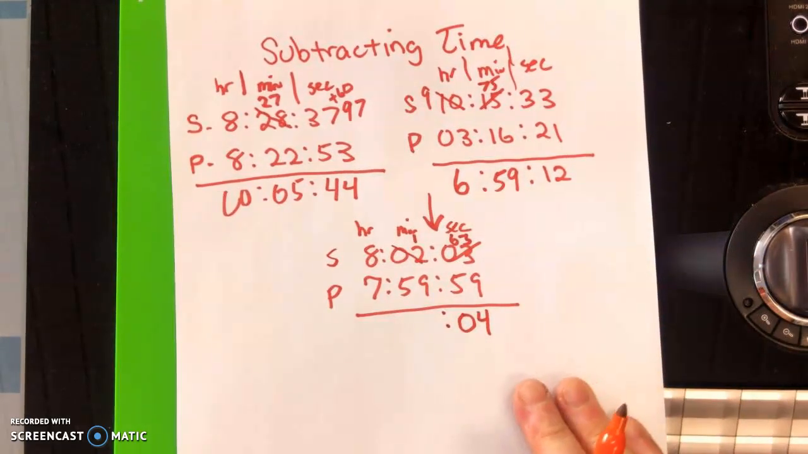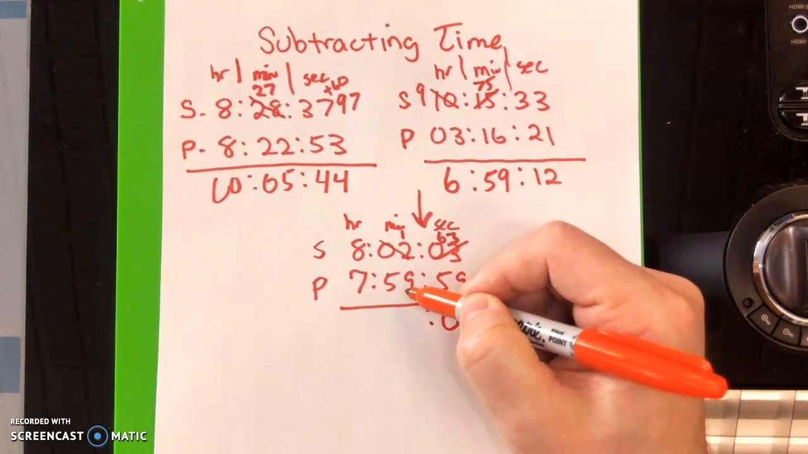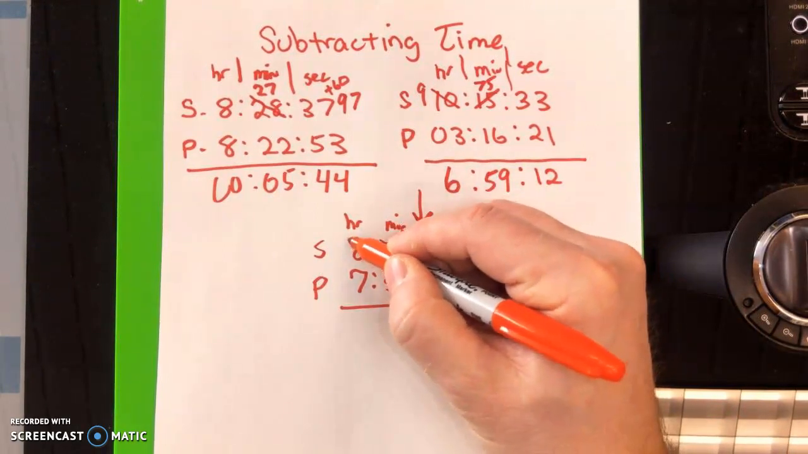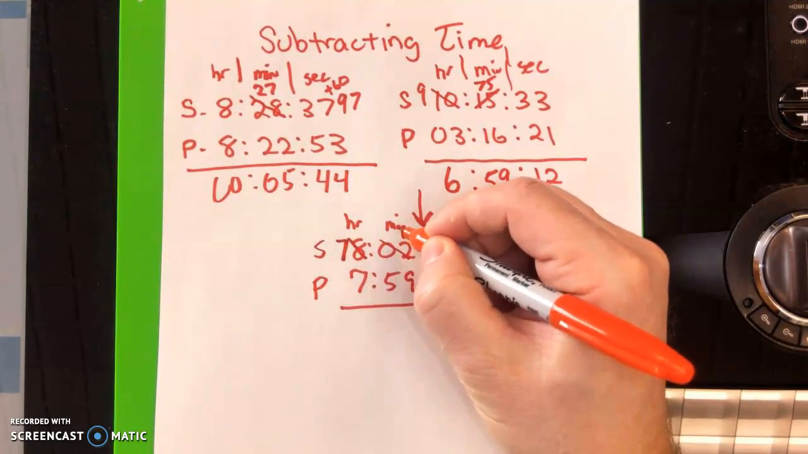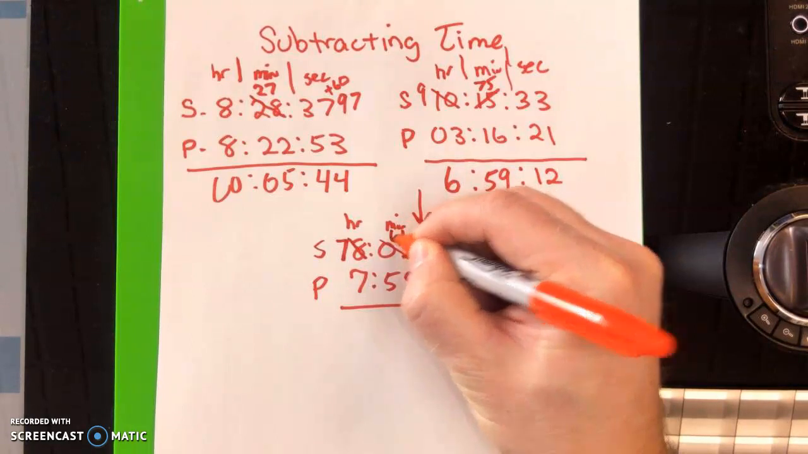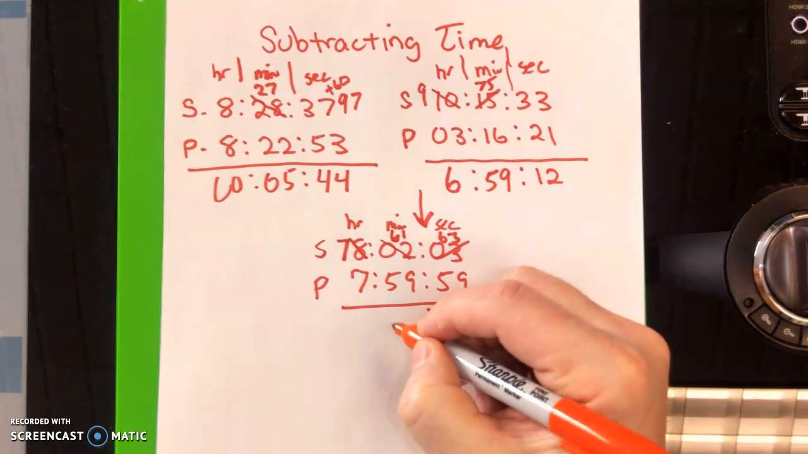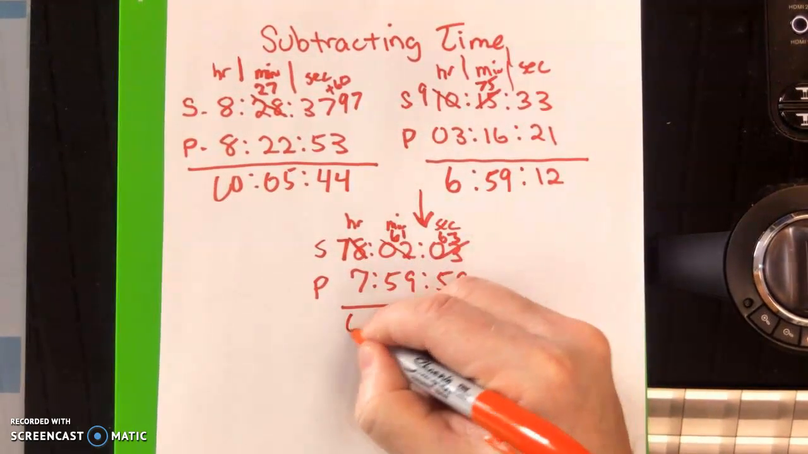Then we're going to take a look at our minutes. We have 1 minute on top, and we have 59. We can't subtract 59 from 1. So we're going to look at our hour, and we're going to borrow an hour. That becomes a 7. That hour comes over to the minutes. We're going to add that 60 to here to get 61 minutes. Now we can subtract 59 from 61, and we get 2. We're going to look at our hours.